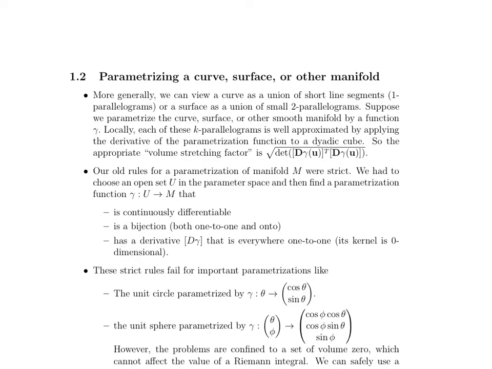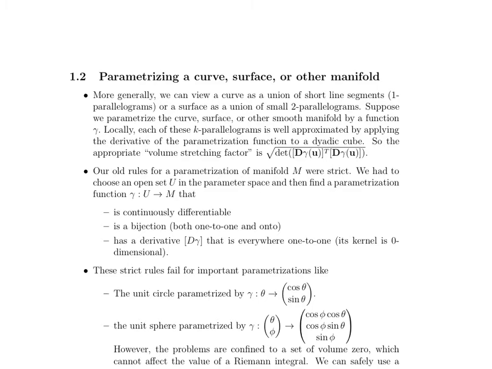So let's think about it this way. Suppose we parameterize this curve or surface or other smooth manifold by a function called gamma. This gamma is going to be our parameterization. Now locally, each of these k-parallelograms is well approximated by applying the derivative of the parameterization function to a dyadic cube. So the appropriate volume stretching factor in this case is going to be the square root of the determinant of d gamma transpose d gamma, because those k-parallelograms that we were just talking about that were so important in part 1 of this discussion are represented by d gamma.